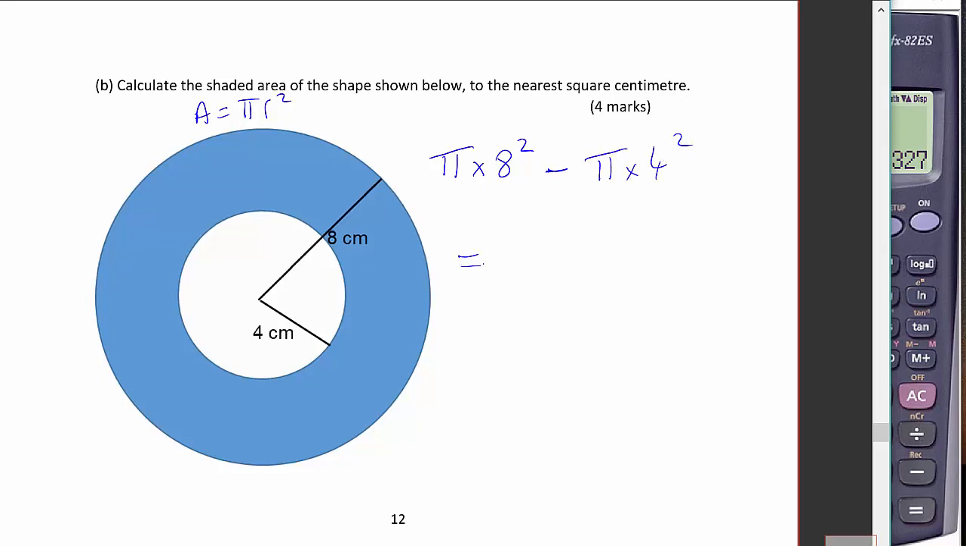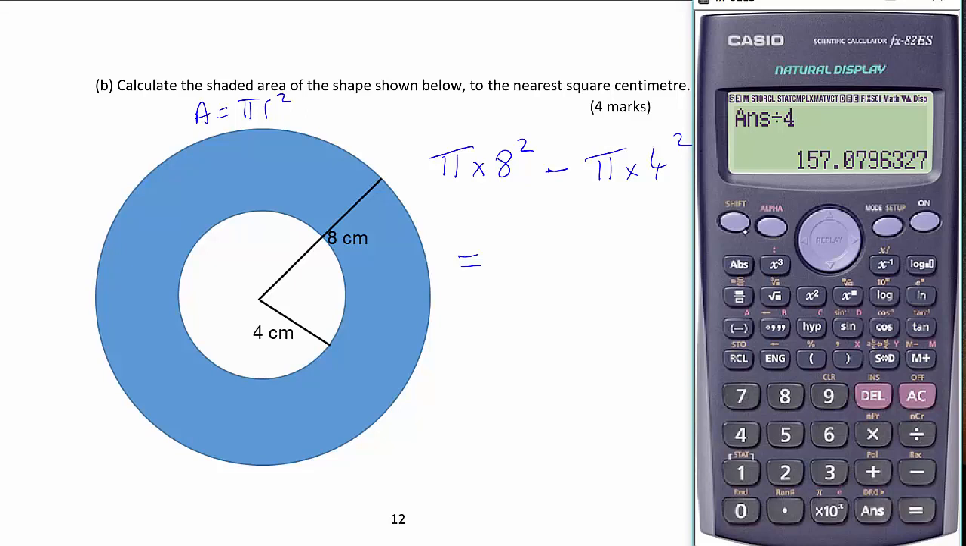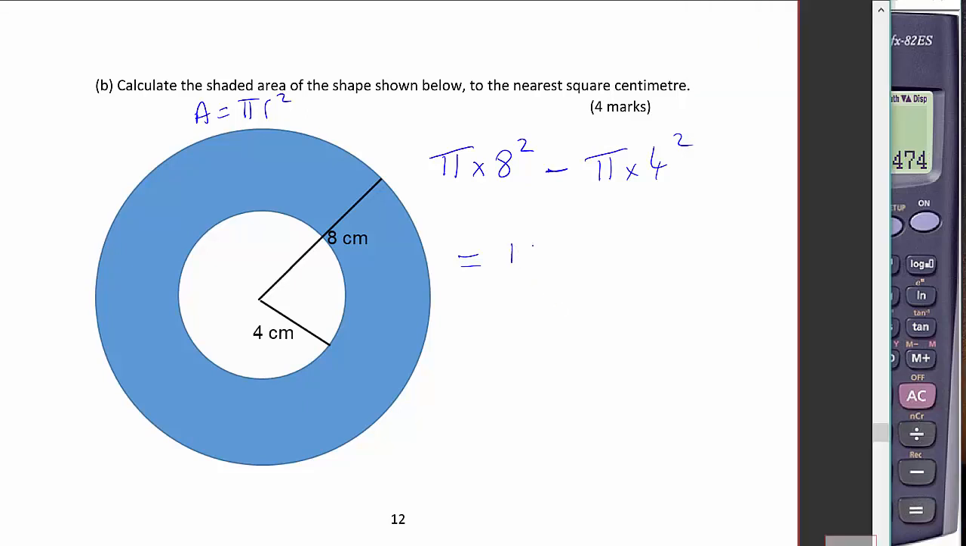Once you've actually got that down, my suggestion is always do that on the calculator in one go. So I've got pi multiplied by 8 squared, take away pi multiplied by 4 squared. And that would give me 150.79, and it does say nearest square centimetre, so you must round it. So that's going to be 151 square centimetres.